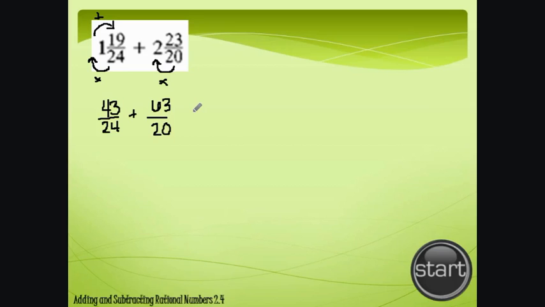Now what we need to do is find the least common multiple of both 24 and 20. So we're solving for the least common denominator. What value is in common with both 20 and 24 that's the smallest? So let's list out the multiples of 24 and 20. 24 times 1 is 24. Times 2 is 48. Times 3 is 72. Times 4 is 96. Times 5 is 120. We're going to stop there.